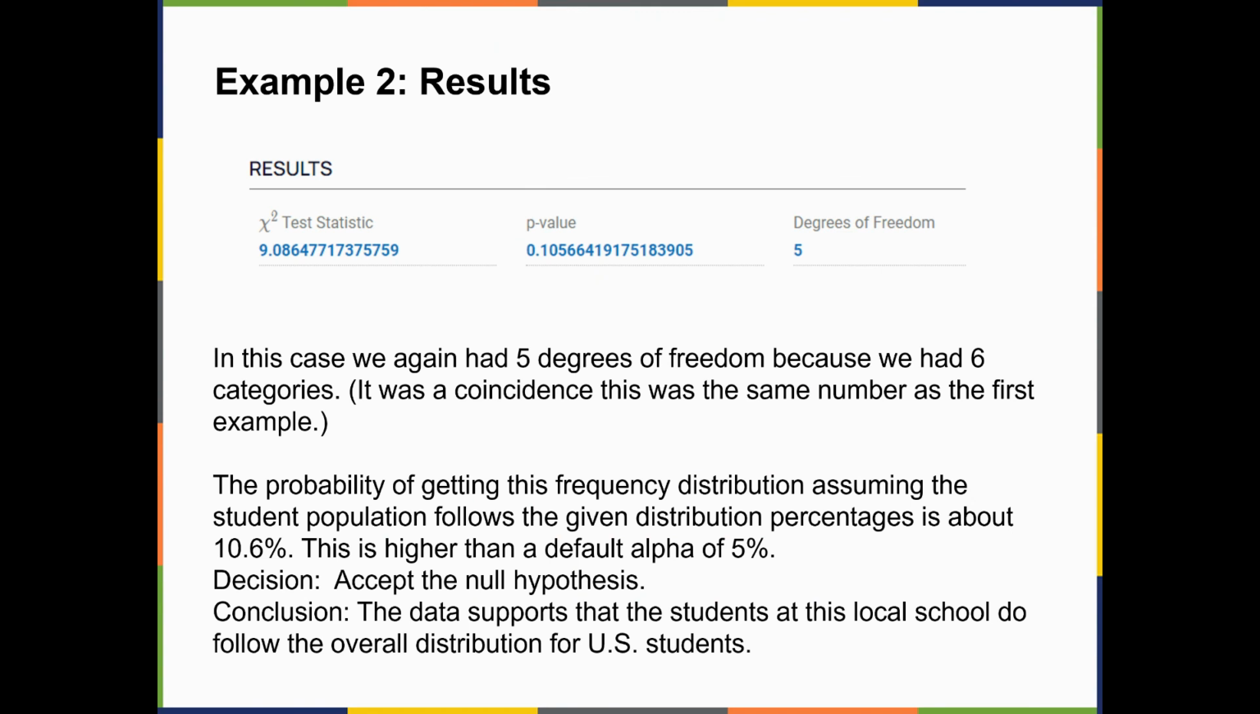Our chi-square test statistic value is about 9.1. Our p-value is 0.10566, and our degrees of freedom are 5. Again, this was just a coincidence. It's not always 5. So let's look at our p-value.